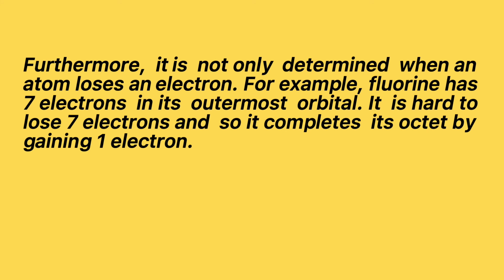Furthermore, valency is not only determined when an atom loses an electron. Let's take a different example, like fluorine. It has 7 electrons in its outermost orbital. It is hard to lose 7 electrons, and it completes its octet by gaining 1 electron. It means it prefers to gain 1 electron rather than lose 7 electrons.